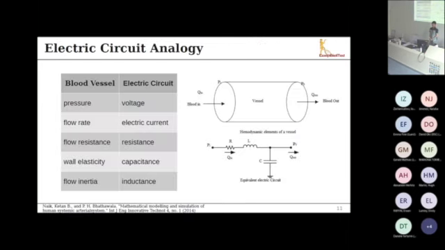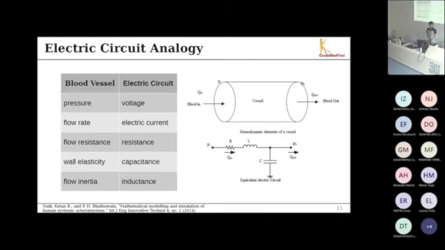To give you a better understanding of this strategy, I'll first go through the basic concept. In fact, blood vessels can be conceived as an electric circuit. The pressure is analogous to the voltage, flow rate to electric current, flow resistance to resistance, wall elasticity to capacitance, and flow inertia to inductance. So imagine the whole human circulatory system can be conceived as just a large electric circuit.